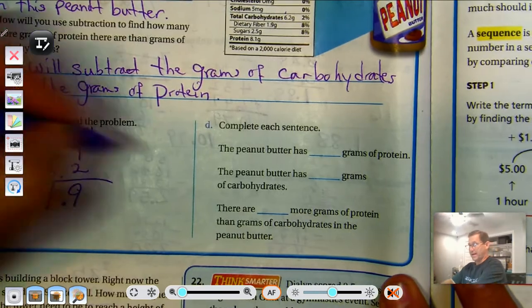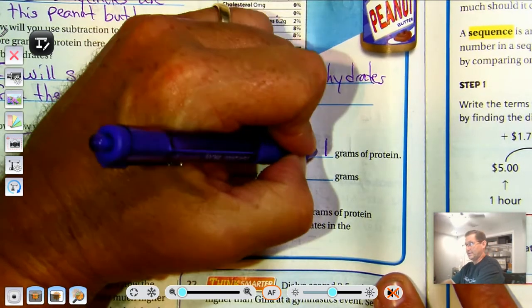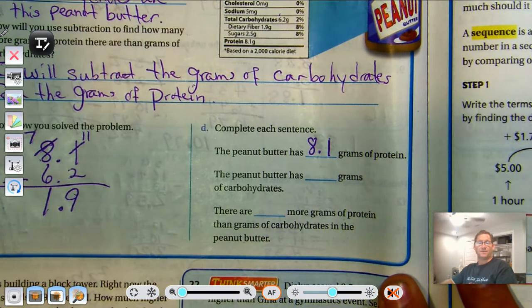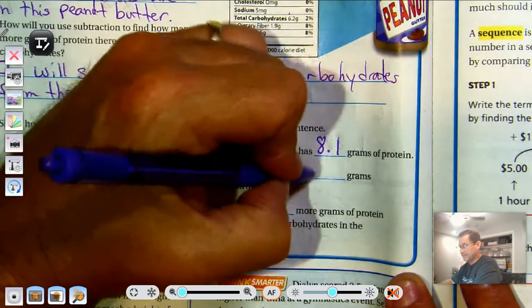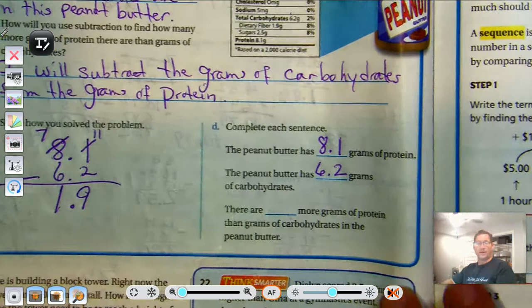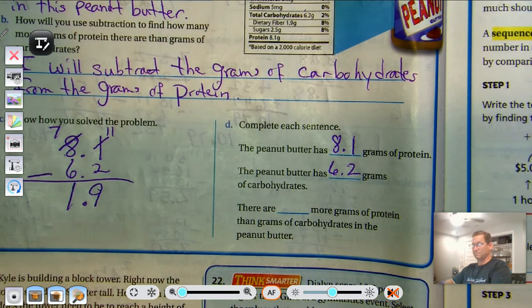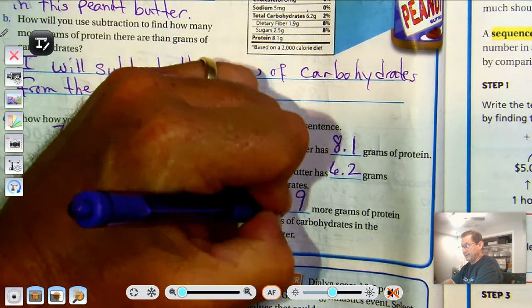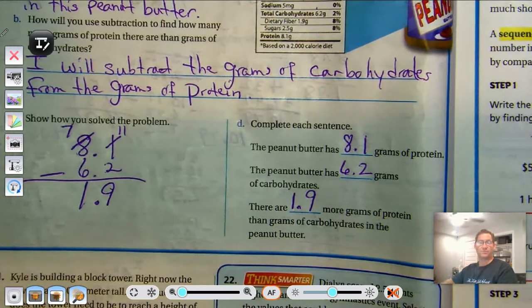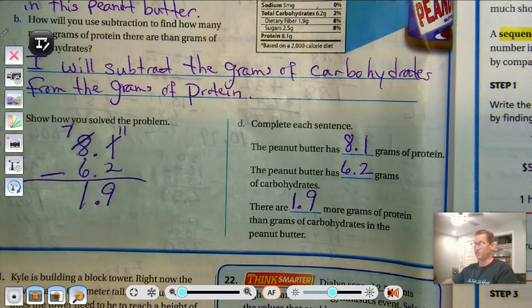The peanut butter had 8 1/10 grams of protein. The peanut butter has 6 2/10 grams of carbohydrates. So there are 1 9/10 more grams of protein than carbohydrates.